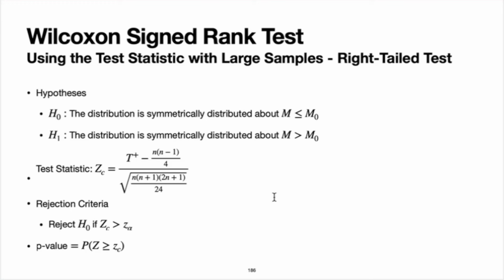of t plus. And so let's suppose that we are performing a right-tailed test using the Wilcoxon signed rank test. The alternative hypothesis, because this is a right-tailed test, is saying that the median of the distribution is greater than the specified value cap M sub 0. Then the test statistic, which we'll call z calc, is going to be equal to the value of t plus minus the mean of its sampling distribution under the null hypothesis. So n times (n plus 1) over 4.